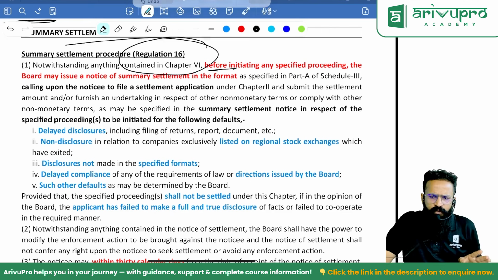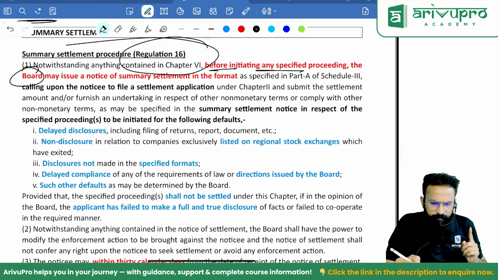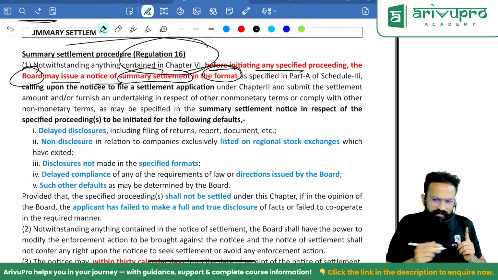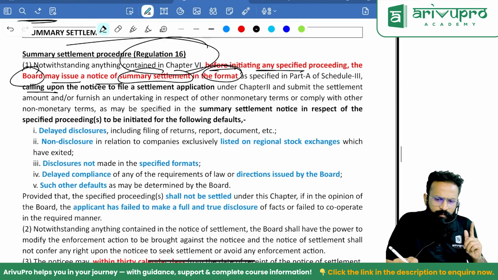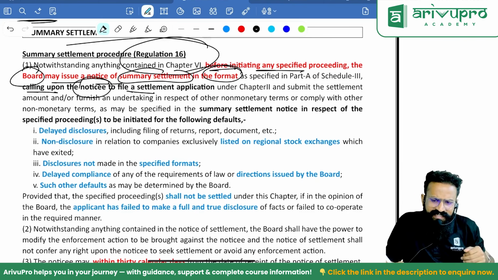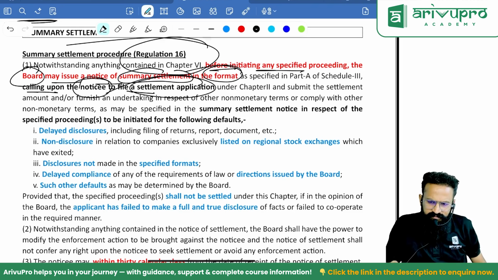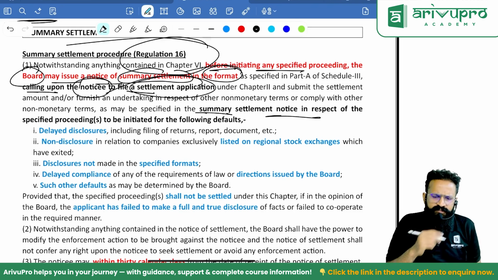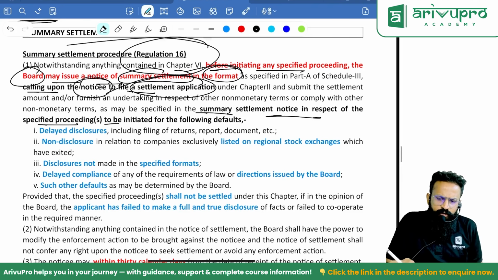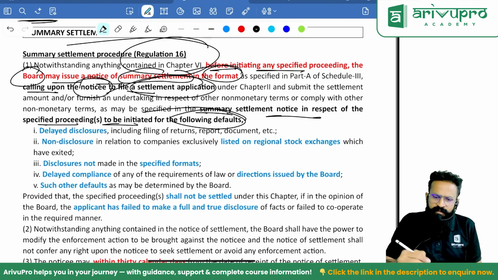Notwithstanding anything, before initiating any specified proceedings, the board only may issue a notice of summary settlement in the format, calling upon the notee, meaning the person to whom we are issuing, to file a settlement application. Hey, come and file it off and be done with it. The summary settlement notice in respect of the specified proceedings to be initiated for the following defaults. So for what and all we can do summary settlement, important, they can ask you a question.